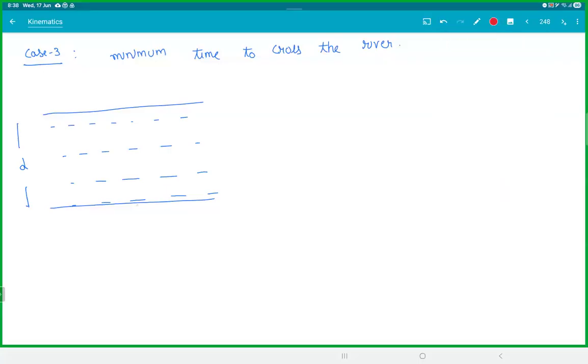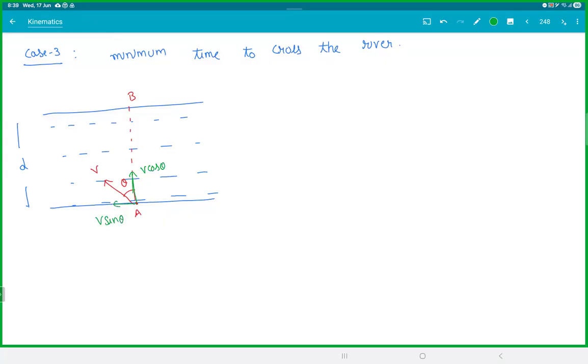Again, same story. So this is A, this is B. Since we don't know how he is going to go, let him go with V at an angle theta. We can clearly see the velocity responsible to cross the river is V cos theta. V sin theta is fighting with the river.